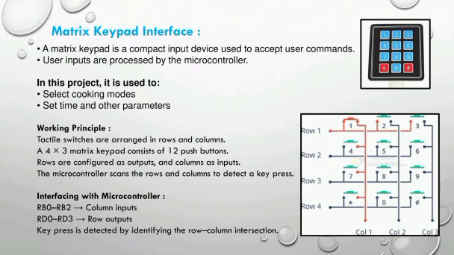A matrix keypad is a compact input device used to accept user commands in embedded systems. It consists of tactile switches arranged in rows and columns to reduce the number of input-output pins required. The microcontroller detects a key press by scanning row and column lines and identifying their intersection. Matrix keypads are commonly used for mode selection, time setting, and parameter entry. They provide an efficient and reliable user input method for embedded applications.